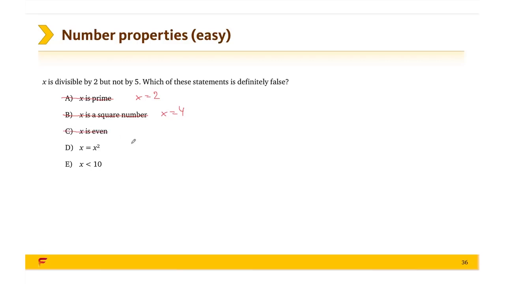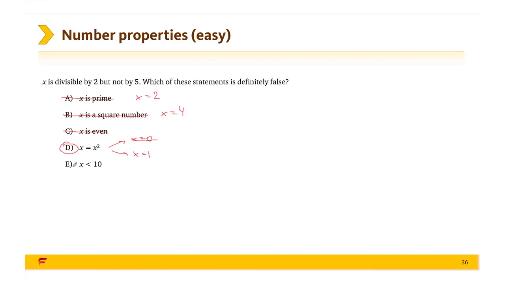Cross it out. D, x equals x squared. So if x equals x squared, that means that x is 0 or x is 1. If x is 0, it is divisible by 2 and by 5. So x cannot be 0. But if x is 1, it is not divisible by 2. So that means that D is definitely false. And D is our answer.